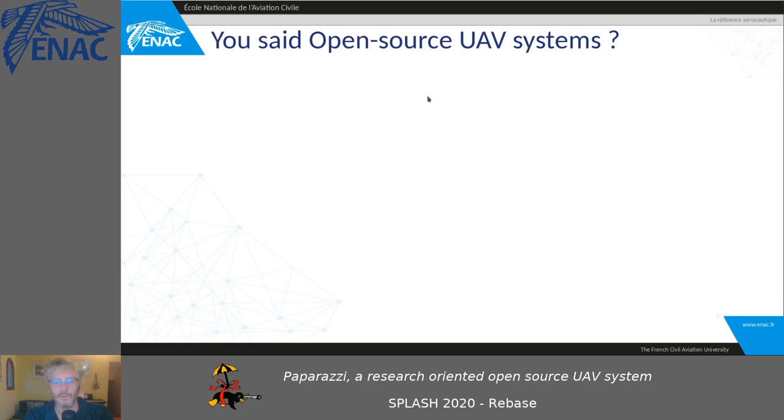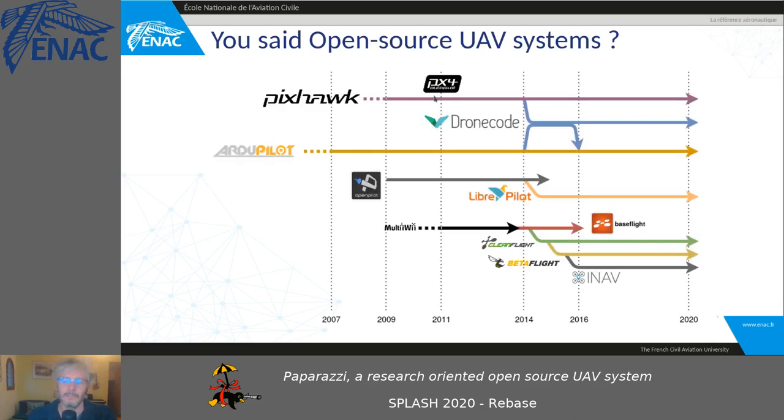So you probably already know a few of them, and in particular Pixhawk and Ardupilot. Those two are probably the most well-known open source UAV system on the market. They both date back around 2007-8, and they actually share a lot in common, and especially the Mavlink communication library. They even both started the Drone Code Initiative as part of the Linux Foundation in 2014. But Ardupilot left 2 years later, mostly due to license issues.